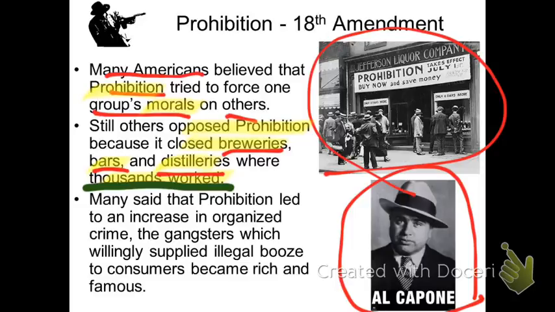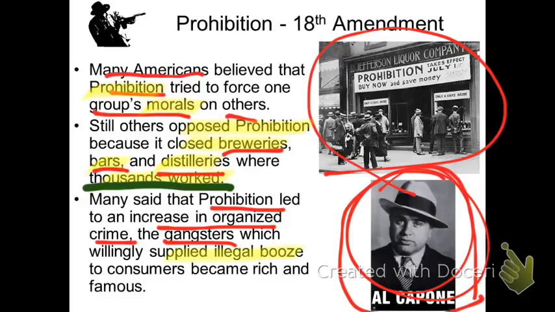Many said, in the third bullet, Prohibition led to an increase in organized crime. It did. The gangsters, there's Al right there, Al Capone, willingly, for a price, supplied illegal booze to its customers. They became rich and famous. And I think this part right here is almost as important as this part. Al Capone was a celebrity. It was said that the mayor of Chicago had an autographed picture of Al Capone in his office.